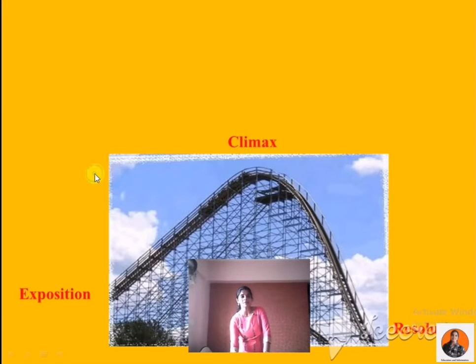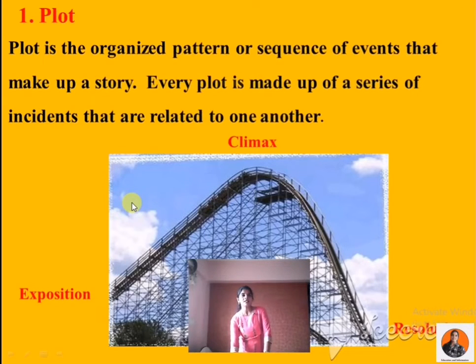Now first let's begin with the plot. What is plot? Plot is an organized pattern or sequence of events that make a story. Every plot is made up of a series of incidents that are related to one another. These are the stages of plot: exposition, climax, resolution. My dear friend, whenever you are reading any novel or any story, you will see these are the 3 basic parts of the plot of any story, any movie or any web series.